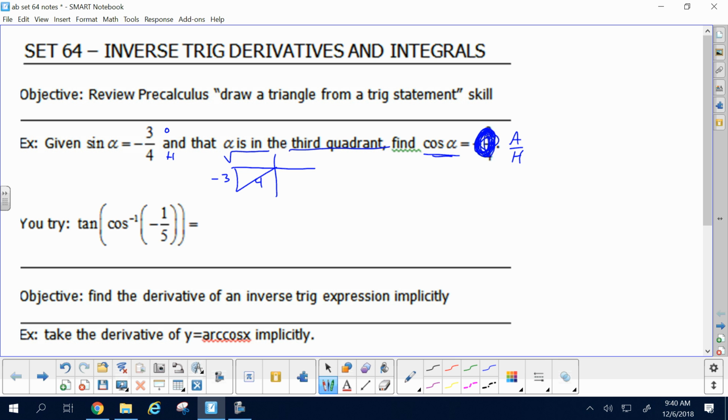In this case, the adjacent side is square root of 7. Is that positive or negative? Negative. Why is it negative? It's left of the axis or in the third quadrant. Either way, the x is negative. So now let's talk cosine. Cosine is adjacent, -√7 over hypotenuse 4. Boom.